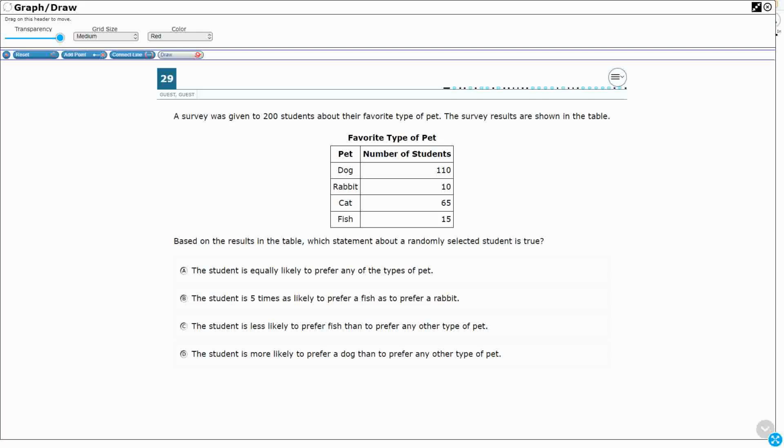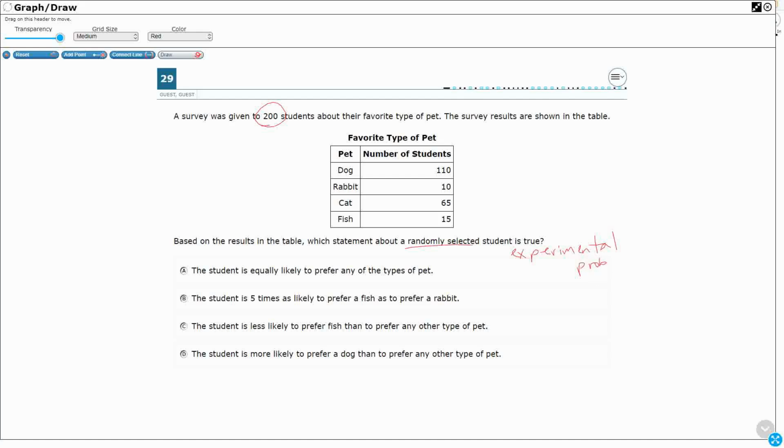All right, so we have a survey given to 200 students, and then we've got the results of their favorite pets. Whole lot of dog, a little bit of rabbit, cat looks like it's the second most popular, and fish. All right, so if we were to randomly select a student, so this is a prediction from an experiment. So we'll call this an experimental prediction or experimental probability, because we are looking at the experiment here, or the survey that was given.